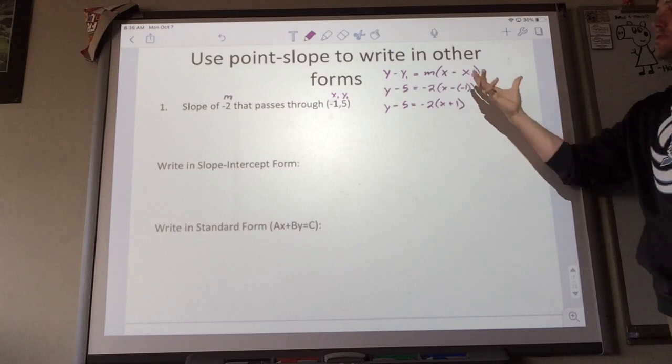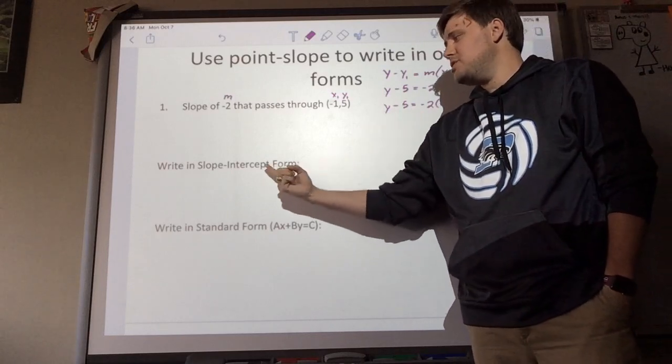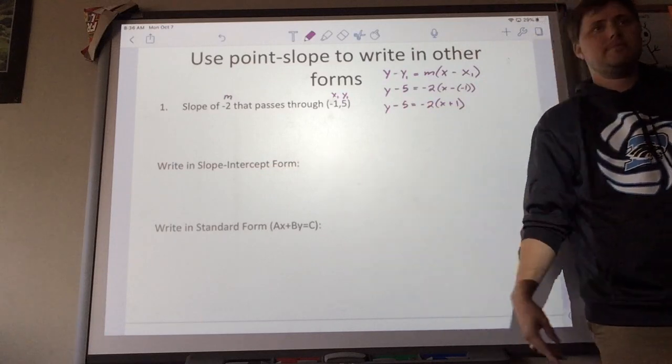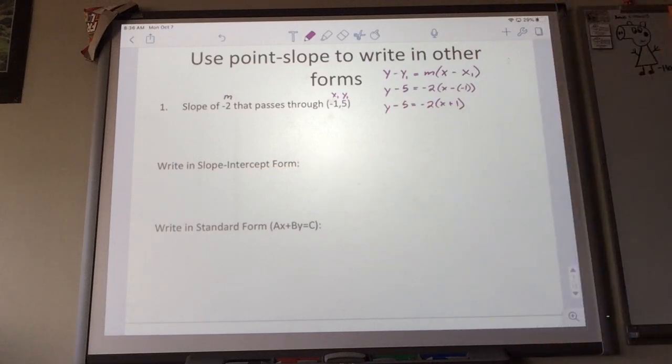It asks us to use point-slope form to turn it into slope-intercept form. What's the difference between this and slope-intercept form? How do you always find slope-intercept form? What do you solve for? What do you get by itself? Y. So we need to get y by itself.